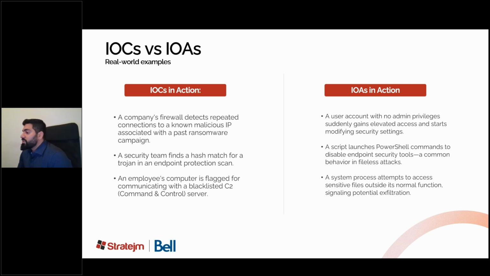This behavior is often associated with fileless malware, right, which operates without leaving any traditional signatures or any trace behind. We can also look at a system process that is attempting to access sensitive files outside of its normal function. These are all behavior-based observations, right? So by monitoring indicators of attack, you can conclude that there is an active threat within your environment, right? So you can prevent that threat before it causes more harm, before it gets fully executed and steals data or causes more damage to your organization.